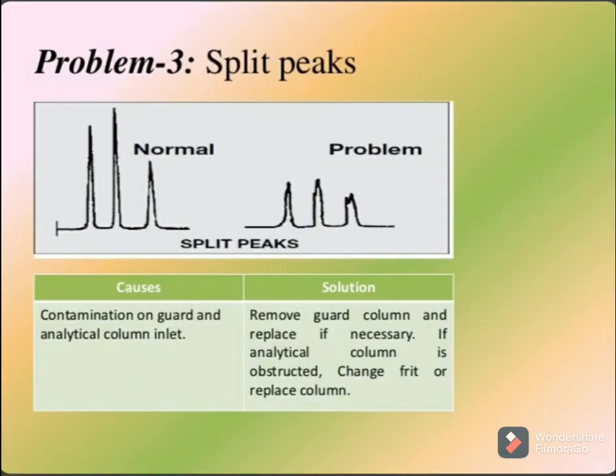Split peaks. Here you can see the first one is a normal peak, the second one is a split peak, that is the problem peak. What is the main cause of a split peak? Contamination on the guard and analytical column inlet. What is the solution? Remove the guard column and replace if necessary. If the analytical column is obstructed, change the frit or replace the column. That is the main problem of peak splitting.